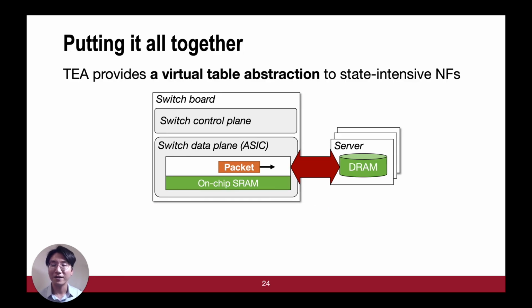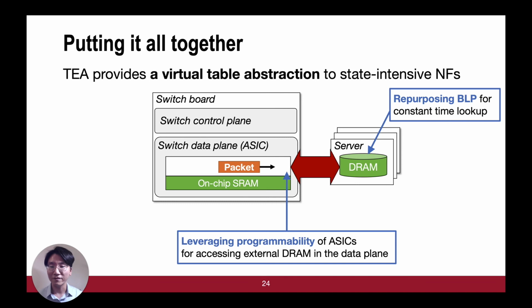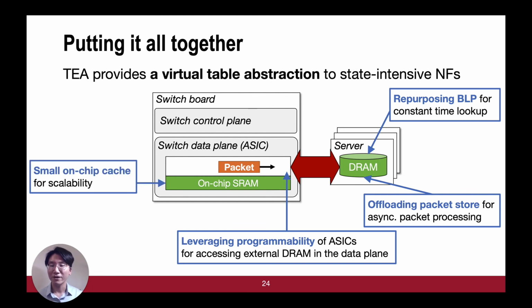Putting it all together, T provides a virtual table abstraction to NFs so that they can have an illusion of large lookup tables. We leverage ASIC's programmability to enable external DRAM access purely in the data plane, and repurpose VLP to devise an efficient table data structure that allows table lookups in a single round trip. Also, by offloading the packet store to T table, we enable asynchronous packet processing. Lastly, we employ a small on-chip cache to support higher throughput and for better utilization of multiple servers.